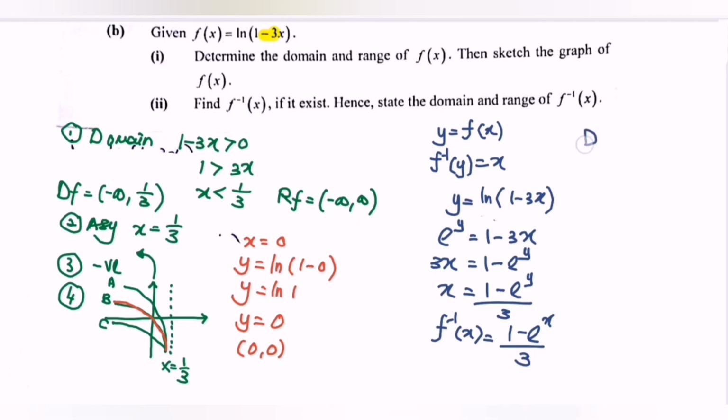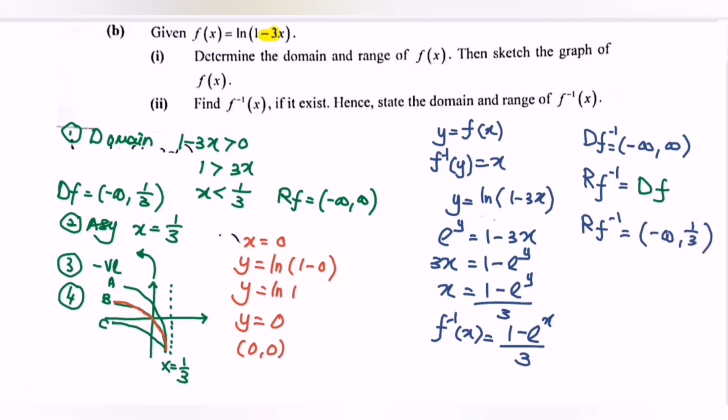So for the domain of f inverse, since it is an exponential function, the domain will be negative infinity until positive infinity. As for the range of f inverse, it is equal to the domain of f. So the range of f inverse is negative infinity until 1 over 3, where 1 over 3 is not included. So that is the answer for question number 2.